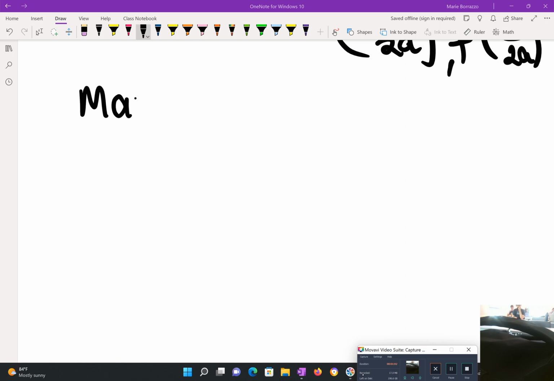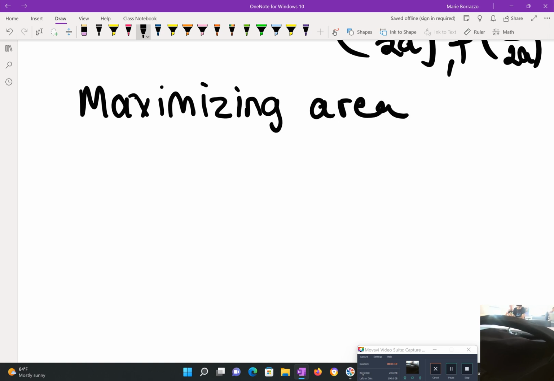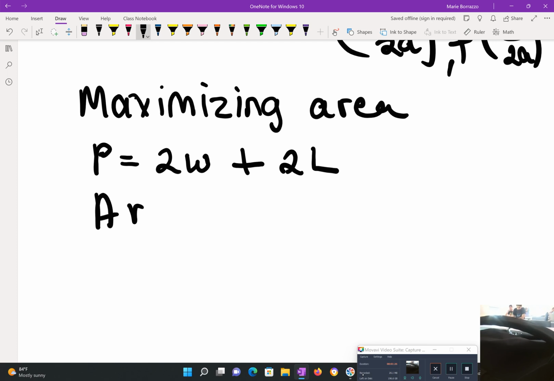So we are maximizing area. I don't know if you remember back in the day when you did pre-cal, where they start talking to you about a perimeter formula. Perimeter as we know it is equal to twice the width plus twice the length, and the area formula would equal width times length.